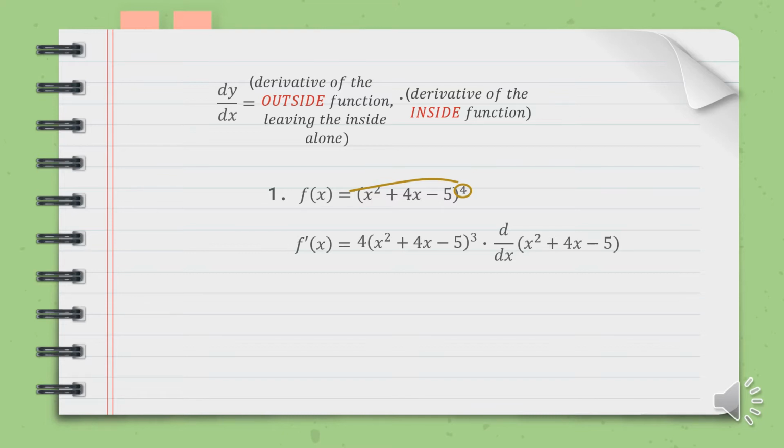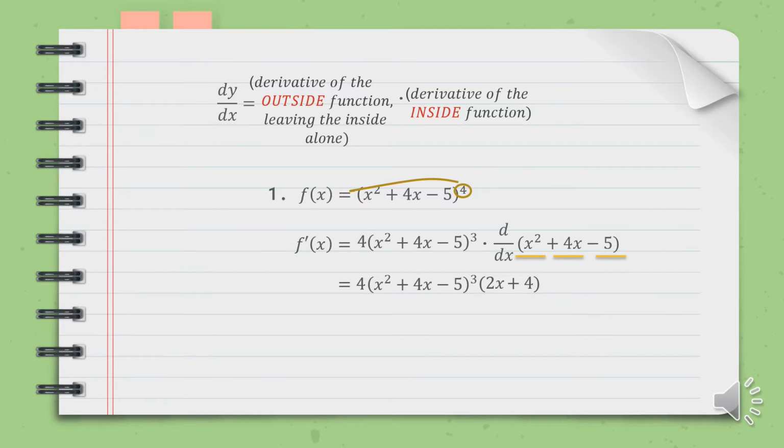When we simplify that, it will be equal to 4. Let's just copy the first part. Then let's take the derivative of the inside function. The derivative of x squared is 2x. The derivative of 4x is 4. And the derivative of negative 5 is 0.